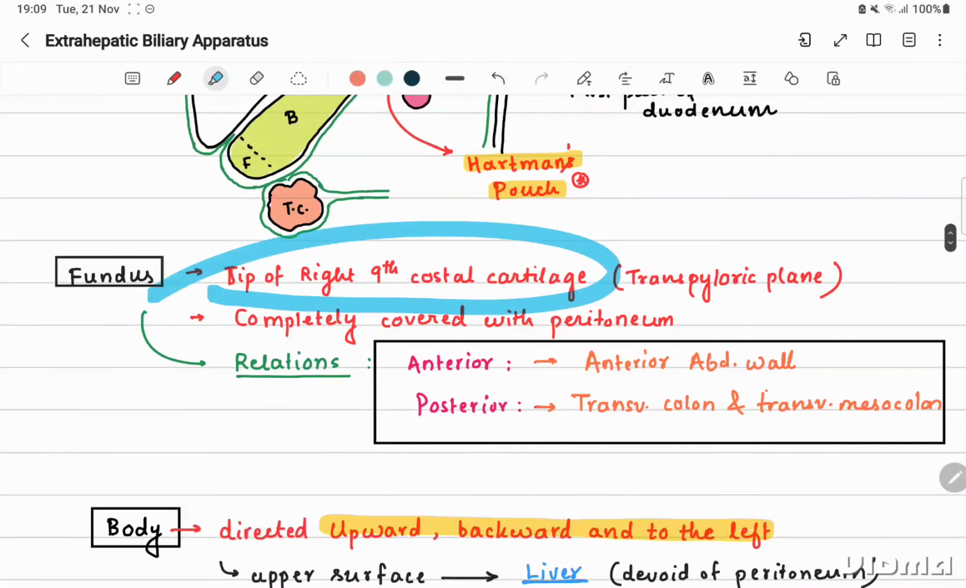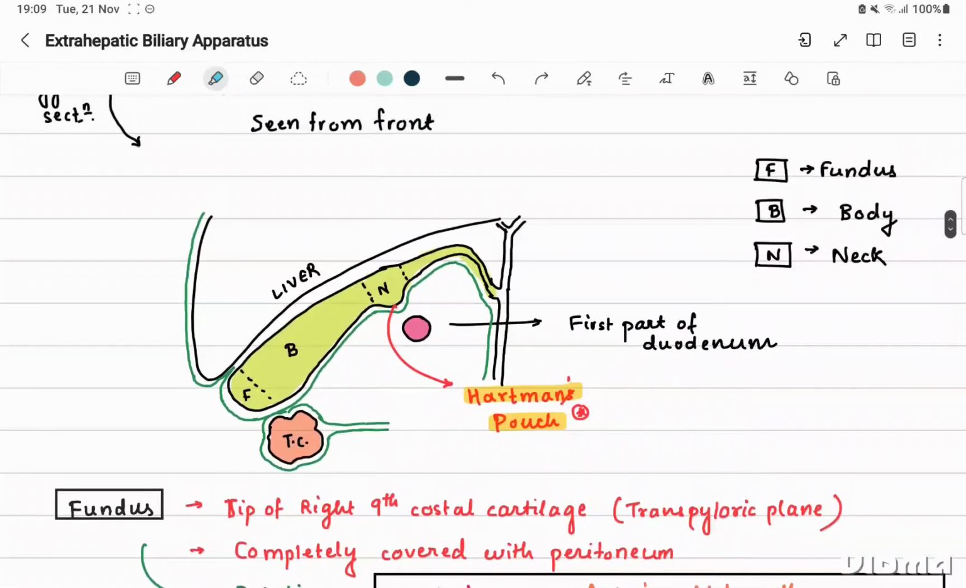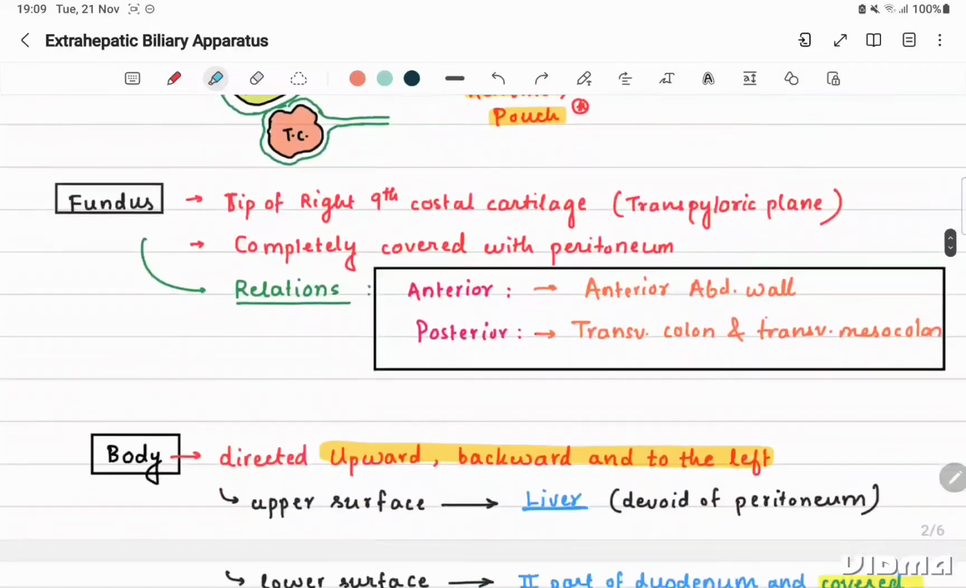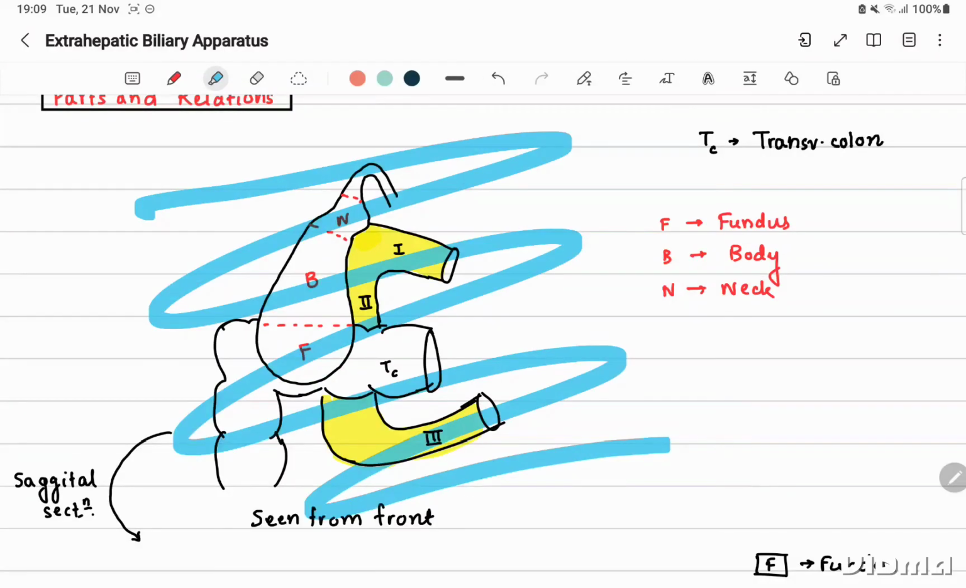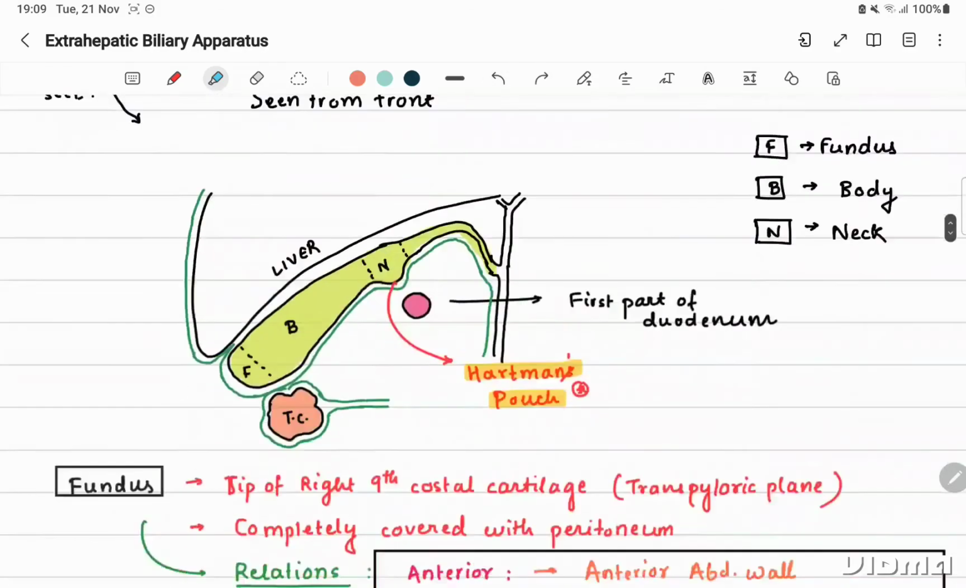The fundus is present at the tip of the right 9th costal cartilage, at the transpyloric plane, and is completely covered by peritoneum. What are the relations? The anterior relation is the anterior abdominal wall. The posterior relation is the transverse colon and transverse mesocolon. You can see the fundus; the anterior abdominal wall must be covering all the viscera, and the posterior relation is the transverse colon and the transverse mesocolon.